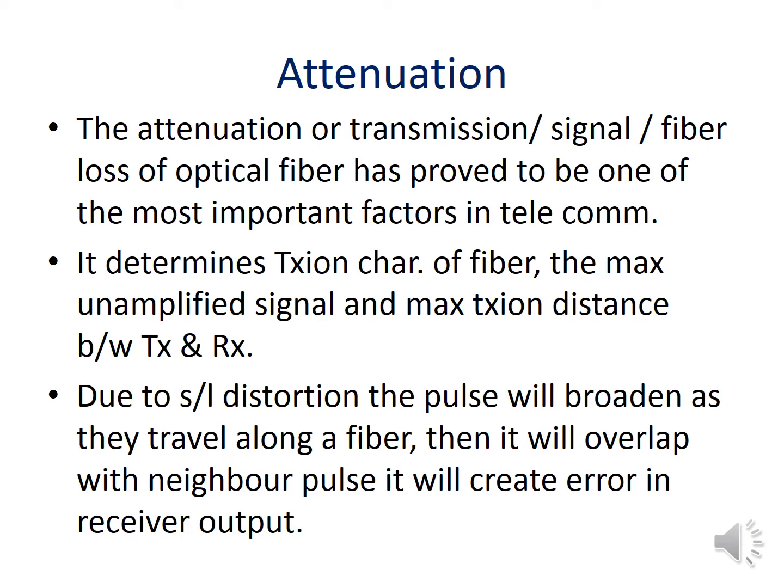With attenuation, the maximum unamplified signal and the maximum transmission distance between the transmitter and receiver can be measured. For these reasons we find the transmission characteristics of the fiber. Due to signal distortion, the pulse will be broadened as it travels along the fiber, and it will overlap with neighboring pulses and create errors at the receiver output. So it plays an important role in determining the maximum transmission distance between the transmitter and a receiver.